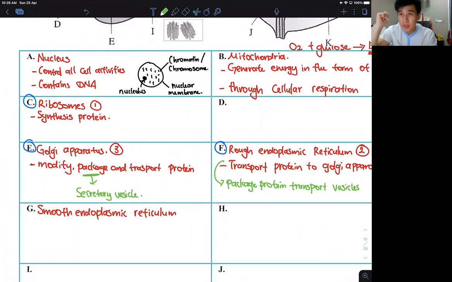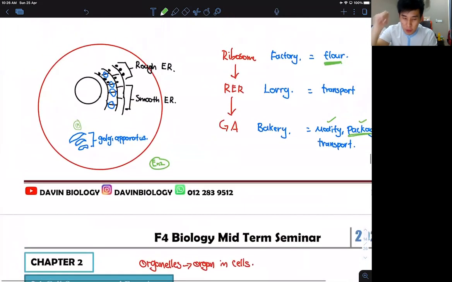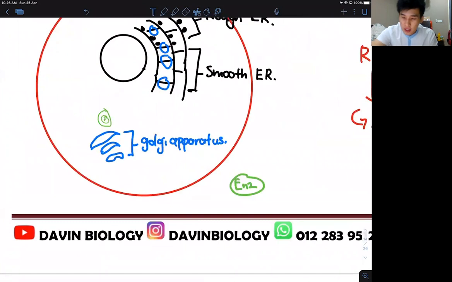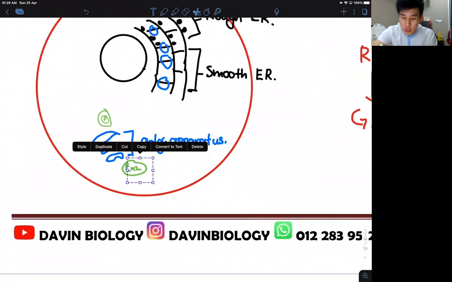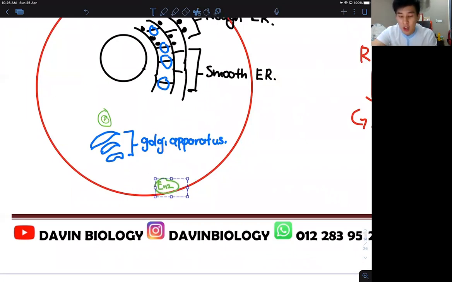Also from here, for the Golgi apparatus, let's say I got enzyme already. Same thing, I still need to package it into this thing here called a secretory vesicle. And then this thing will maybe carry it out of the cell. So why is it called secretory? Because I want to secrete it out of the cell. Secrete means I let it go out of the cell.